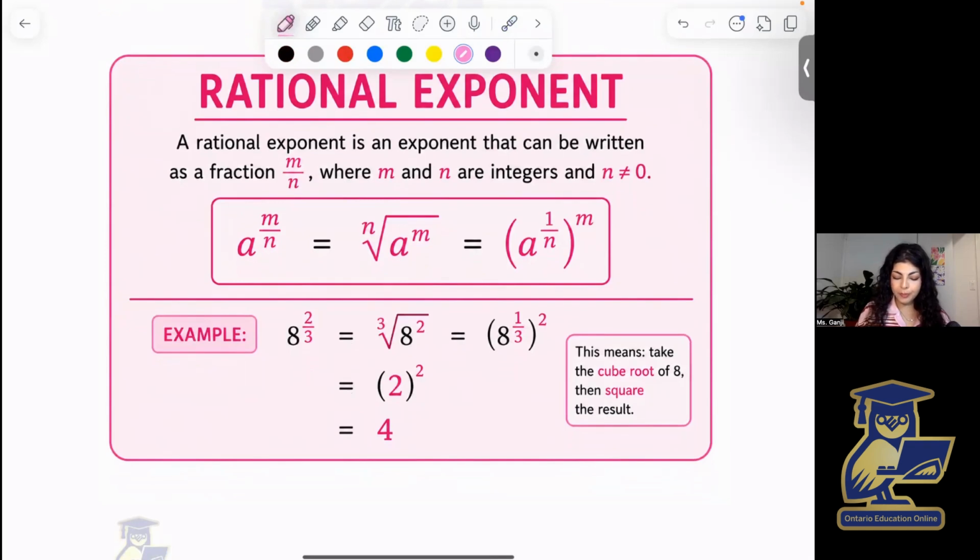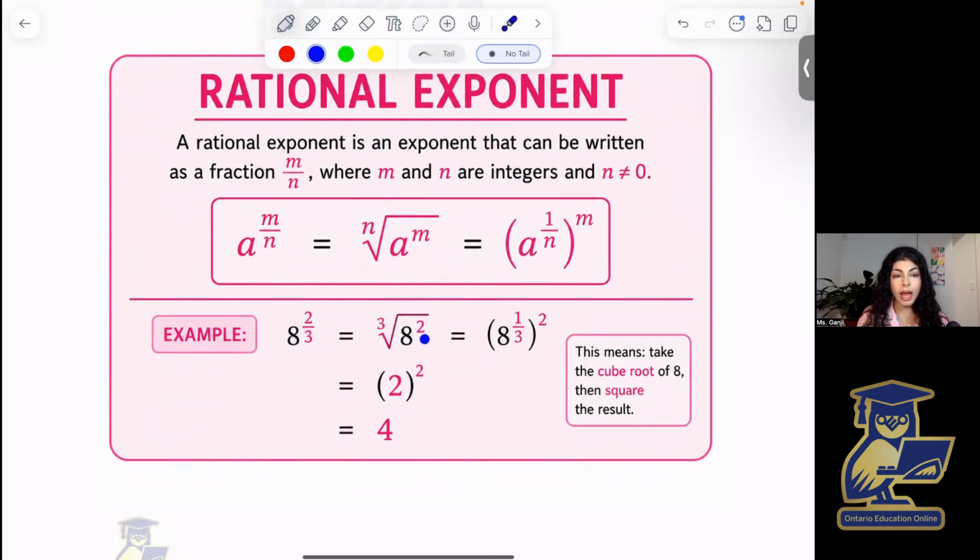For example, over here, 8 to the power of 2 over 3. So the 2 is the power, 8 squared, but the denominator of 3 here actually tells us to take the cube root. So here we have the radical with the index 3.